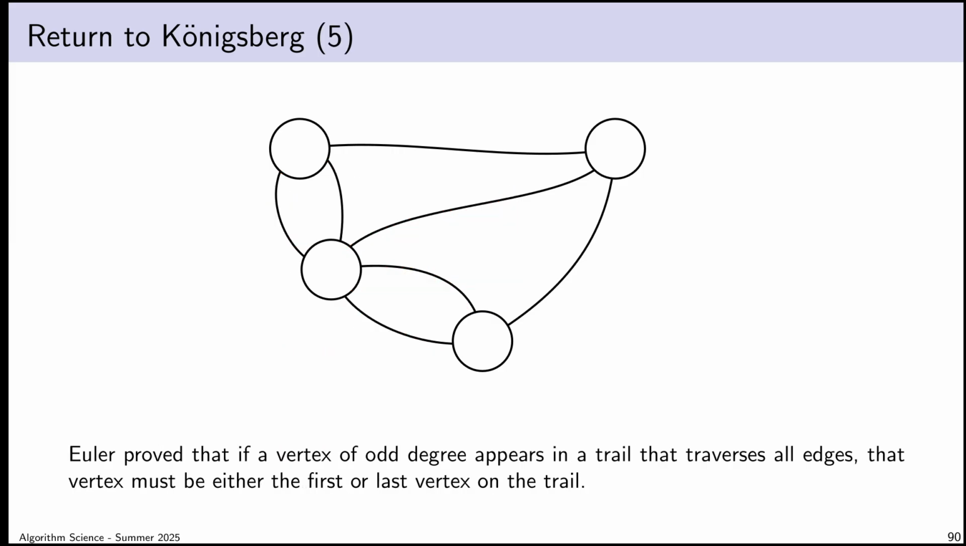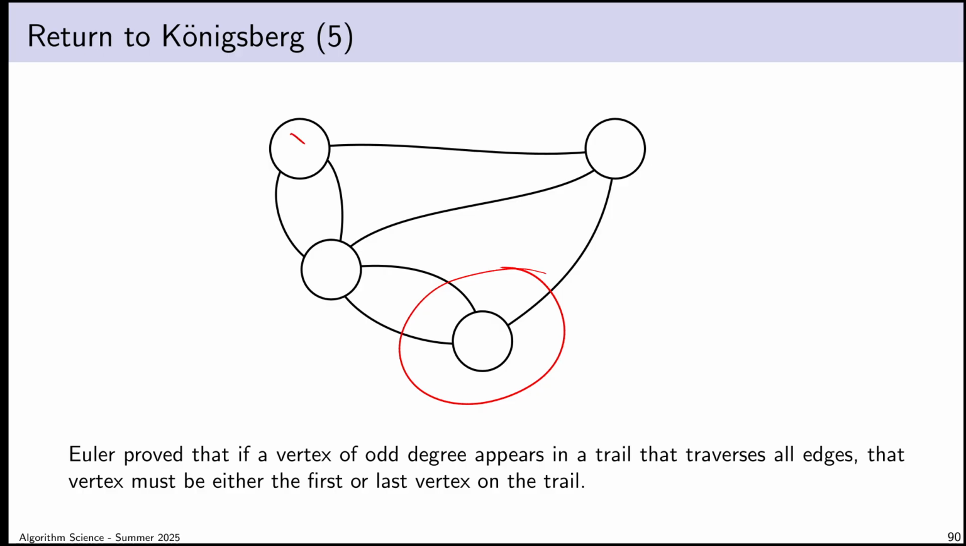He proved that if a vertex of odd degree appears in a trail that traverses all edges, that can be fine, but only if that vertex is either the beginning or the end of the trail. It isn't possible for a vertex of odd degree to appear in the middle of a trail or to not be the first or last vertex.